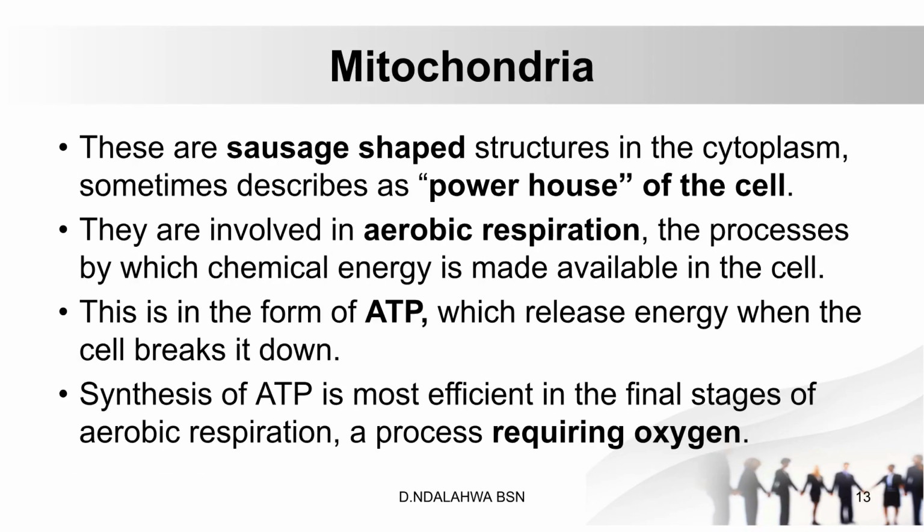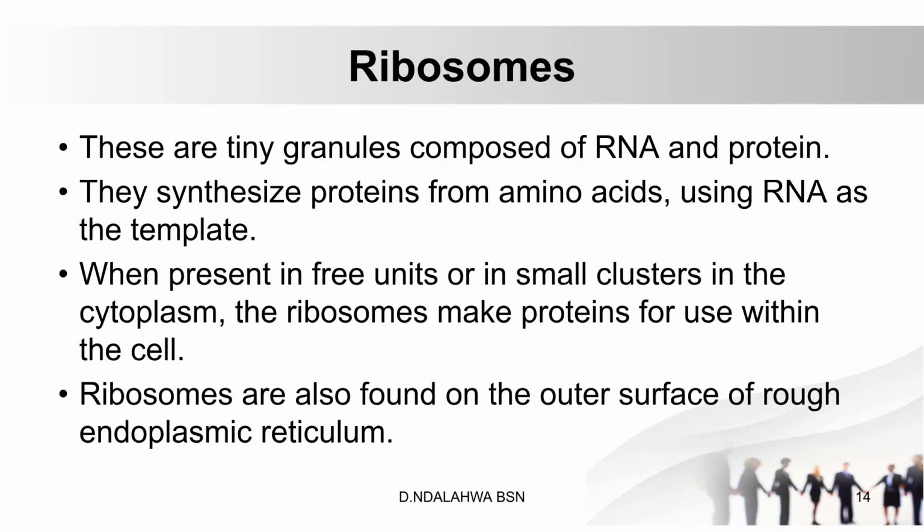Mitochondria are often described as the "powerhouse of the cell." They are involved in aerobic respiration, producing chemical energy in the form of ATP. Ribosomes are tiny granules of RNA and protein. They synthesize proteins from amino acids using RNA as a template. They are found free in the cytoplasm, or on the rough endoplasmic reticulum.